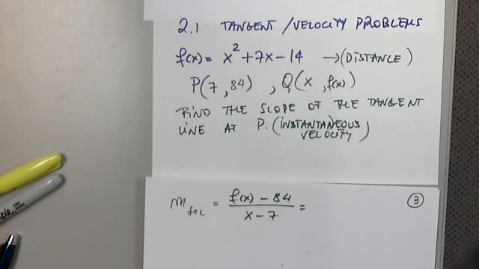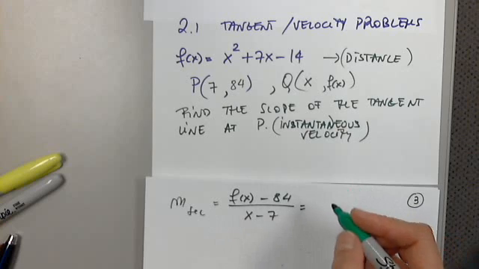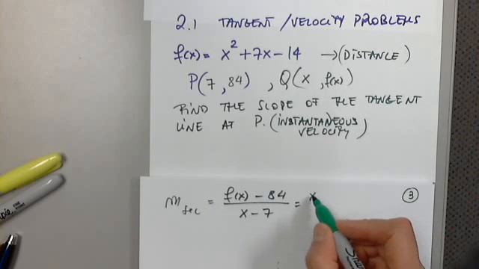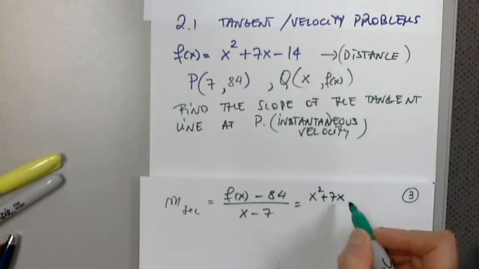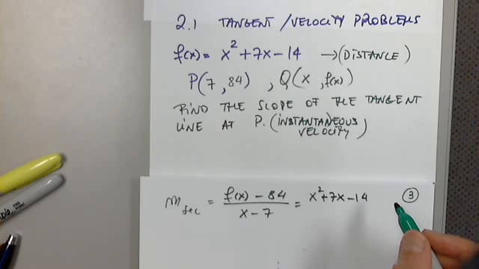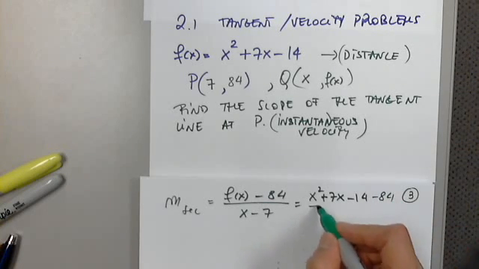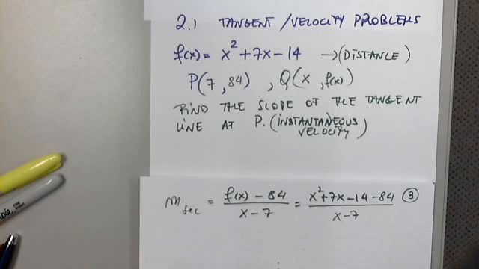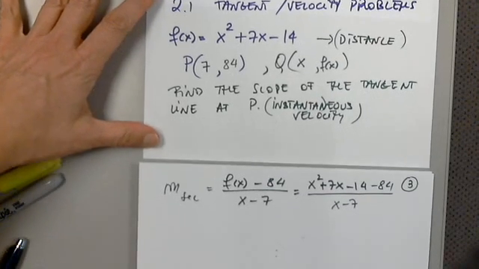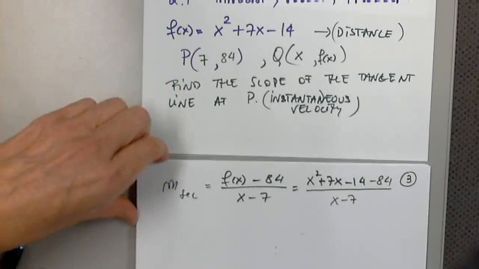Very good. And now all we have to do is plug in the function. So it's X squared plus 7X minus 14, and minus 84, divided by X minus 7. So far, so good? Are you with me? Any questions?